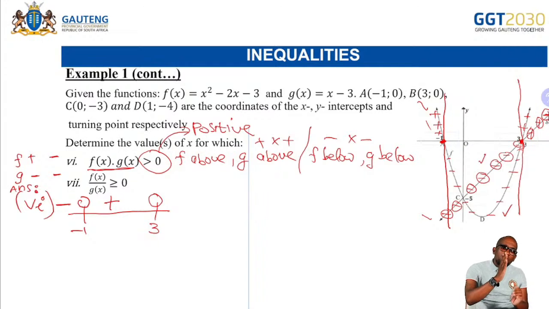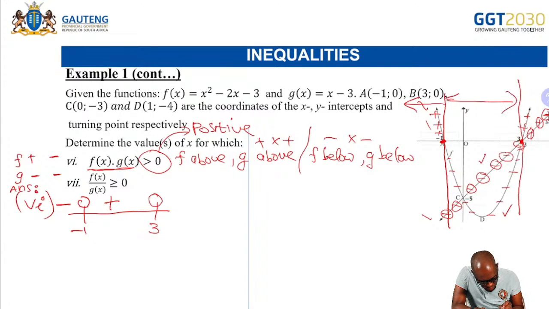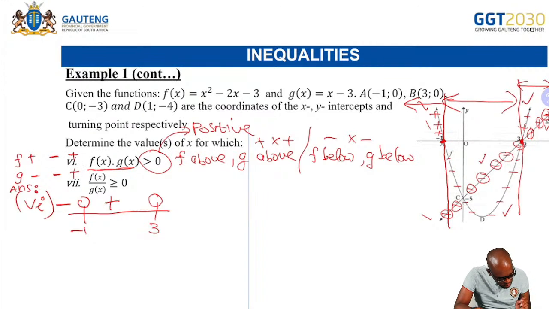And then you are going to check on the extreme right, after this vertical line. We've checked here, we've checked in between. Now we should check here. If you look at the graph of G, it is positive. The graph of F is positive. Both of them are positive. So a positive multiplied by a positive gives you a positive.